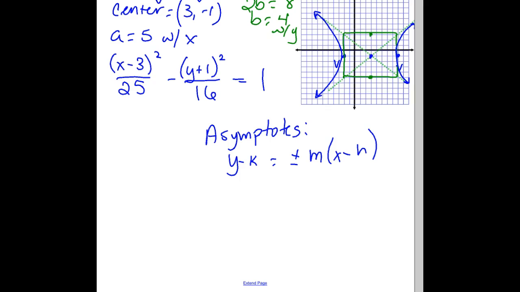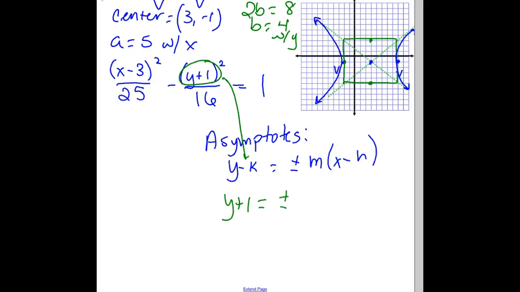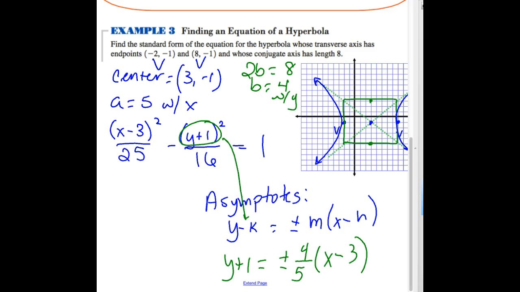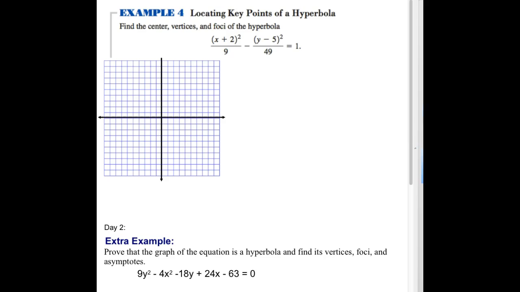Okay? So from our equation, what y piece do we have? Right? We had a y plus 1. That's going to go here. From our picture, what's our slope? We went up 4 and over 5. Okay? So 4/5. And then from our equation, we also have x minus 3. Okay? All right, last one. I'm going to pause the recording, let you guys try this one at your tables.